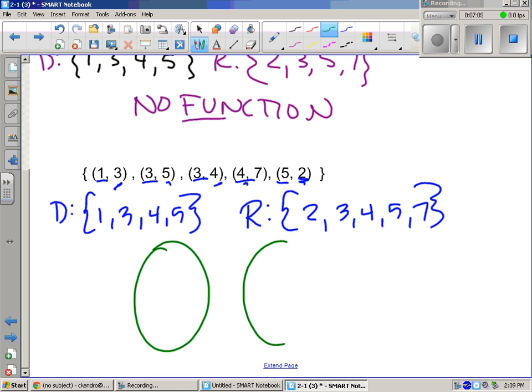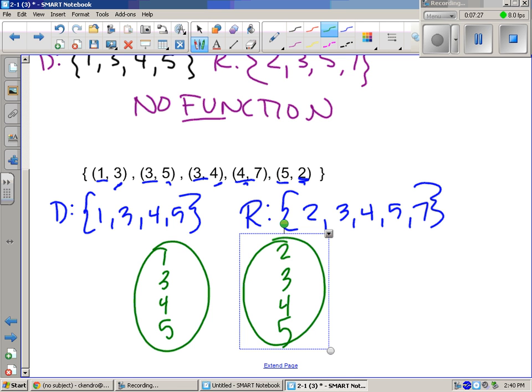We're going to make that mapping diagram like we did on our first page. We're going to list our domain values in the one side, 1, 3, 4, and 5, and then our range values in the other circle, or oval, 2, 3, 4, and 5. And then we're going to match them up. Oops, I forgot a 7. We gotta make this just a tad bit longer and put my 7 in there. There we go. All right.